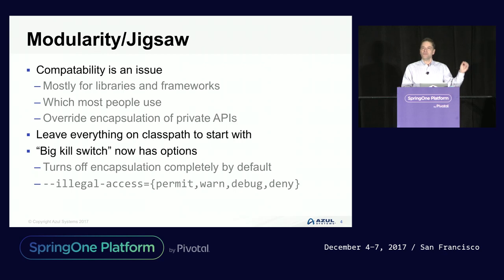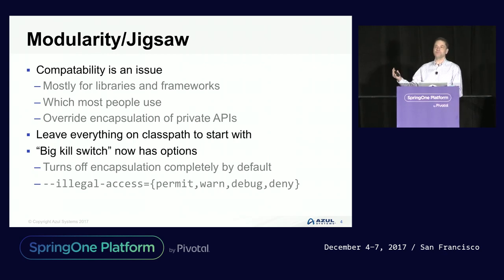One of the other things that the designers introduced was the wonderfully named big kill switch option. And again, the wonderfully named flag, illegal-access. And there are 4 different parameters you can specify with this. The default is permit. And what that allows you to do is to use the internal APIs if you need to. And if you use one of those internal APIs, the first time you use it, you will get a warning message printed on the standard error.